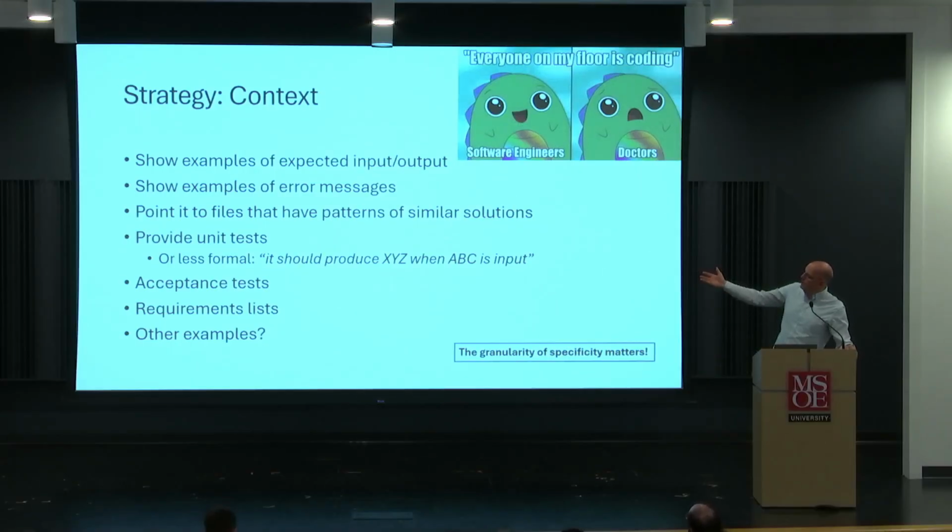What kind of things can you show in the context? So example, input and output, error messages. You can point it to files, things that have had the same pattern. Acceptance tests, requirements tests. Really, figuring out what level of granularity is fairly important, and this is something you can develop over time.